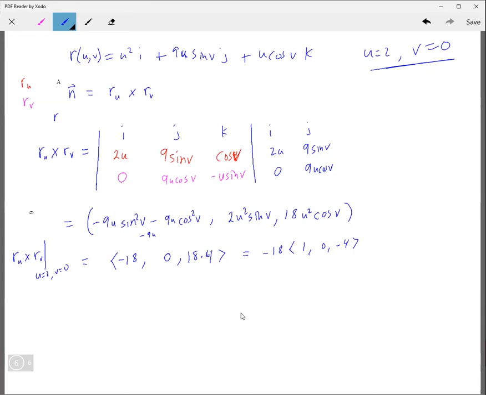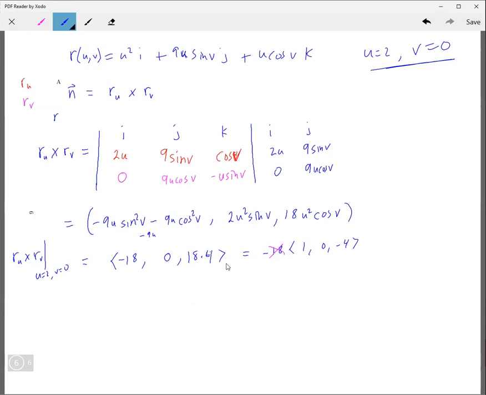Where did that 4 come from? Here, setting U equal to 2. Got it. Okay, so essentially, though, you can just ignore this negative 18. It looks scary. I want to go hide under my bed. Ignore it. So just ignore it.